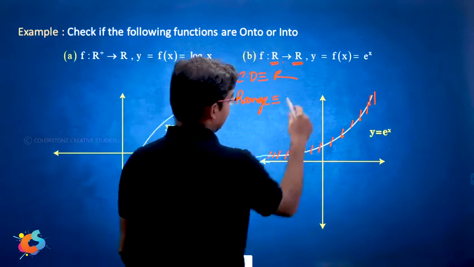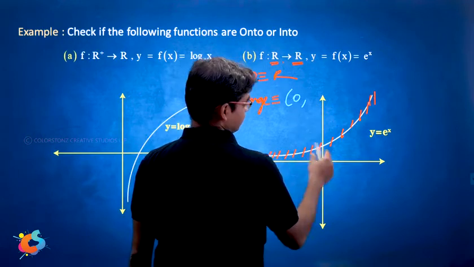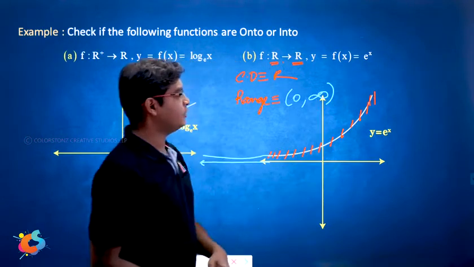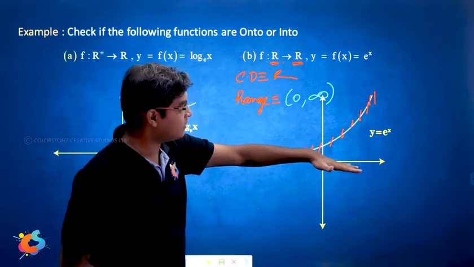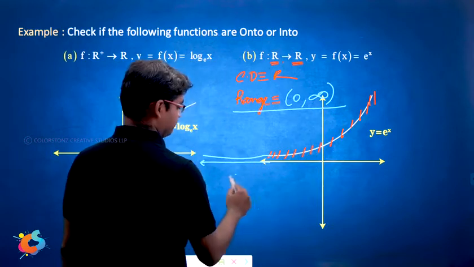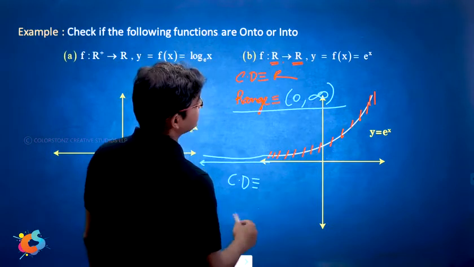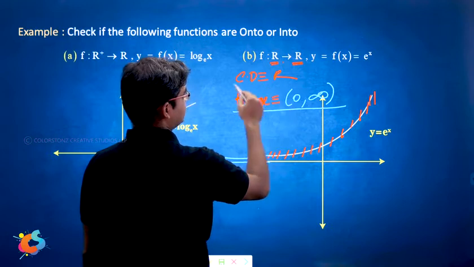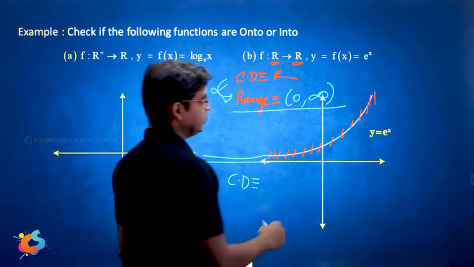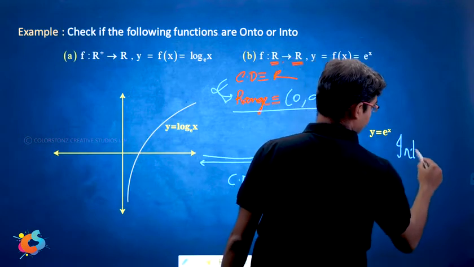So therefore, any value more than 0, that y value is taken, and all the y values till infinity are taken from 0 open. So here the range is 0 to infinity. What is the codomain? Codomain is what we have written here, so these two are not equal. That means this is an into function.